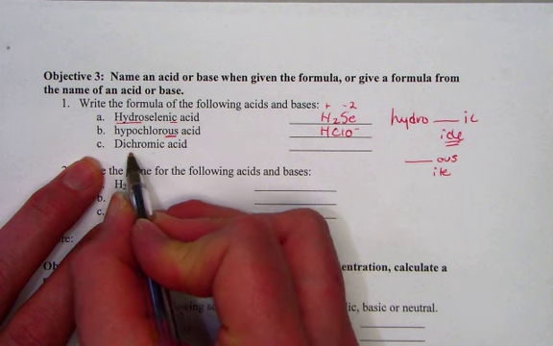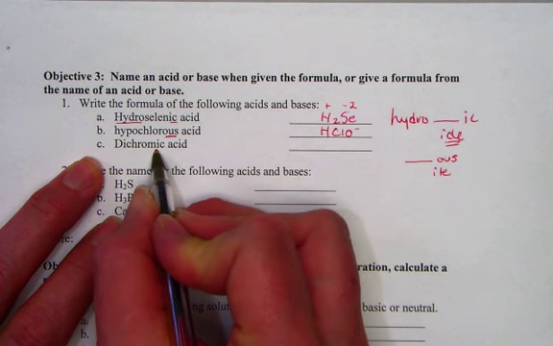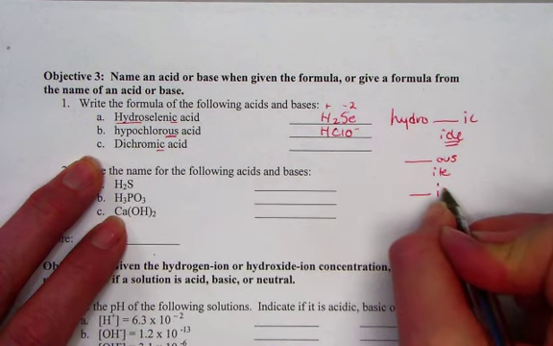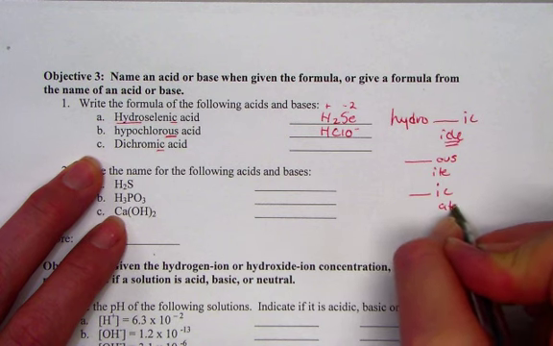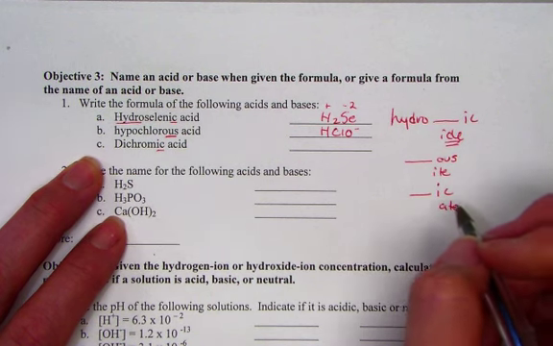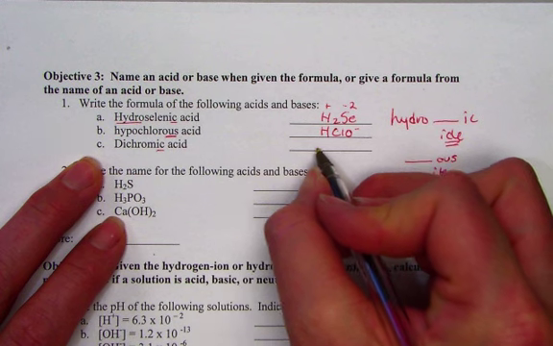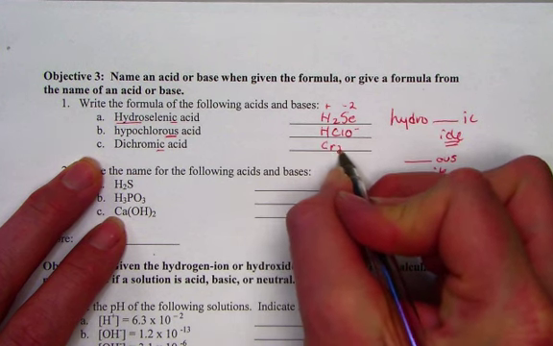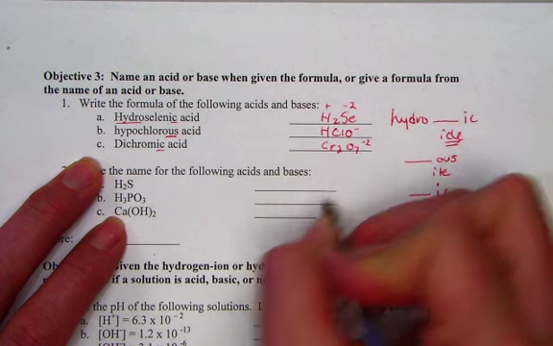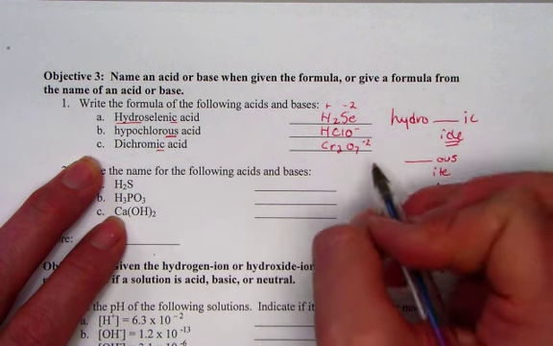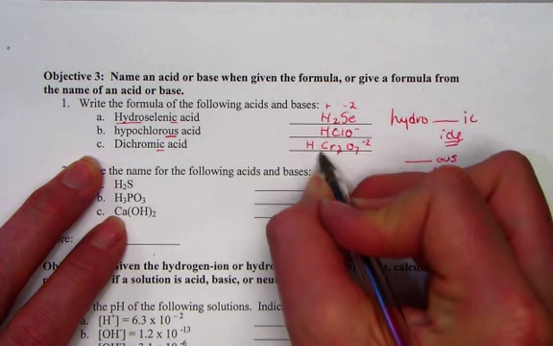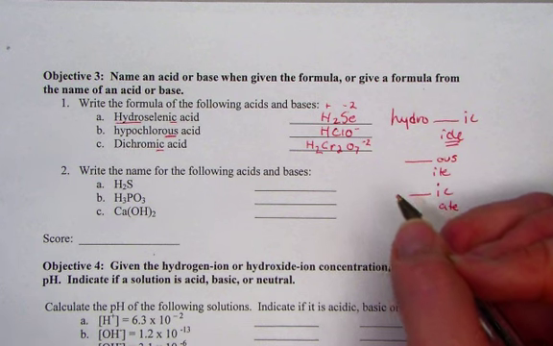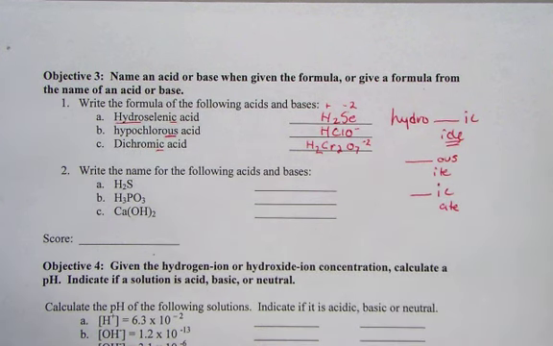Letter C, I'm reading dichromic acid. I notice it's a root word ic. Ic came from the original ending ate, so we found the polyatomic ion known as dichromate, Cr2O7, and it carries a minus 2 charge. When hydrogen carries a plus 1, we crisscross, and our formula is H2Cr2O7, dichromic acid.